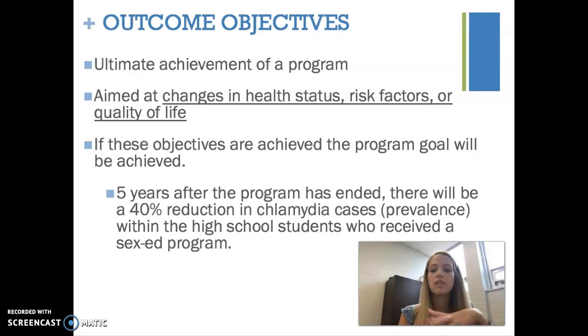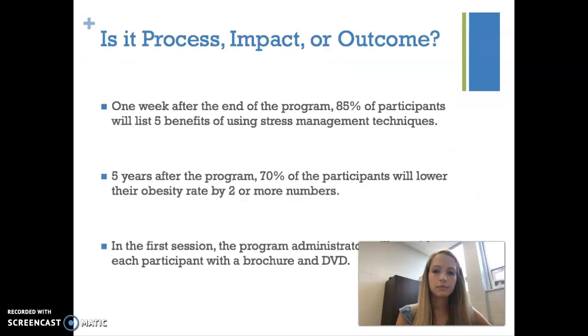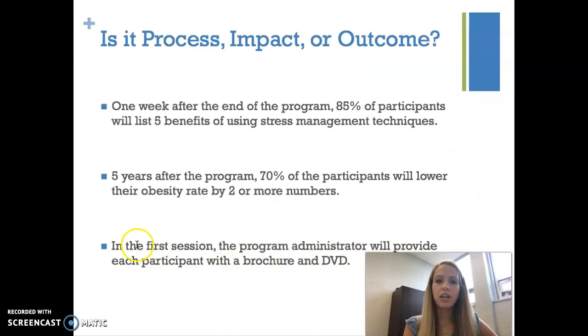So let's look at this. And these, remember, are also summative, so they're done at the end of the program, and these are more long-term. So our impact were more short-term, outcome is more long-term. So 5 years after the program has ended, there will be a 40% reduction in chlamydia cases within the high school students who received a sex ed program. All right. So let's look at these 3 quickly and tell me if it's a process, impact, or outcome objective.